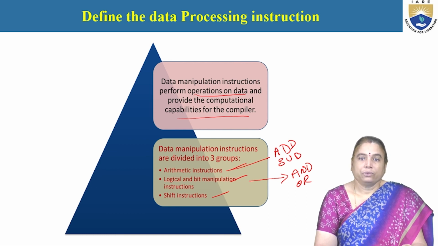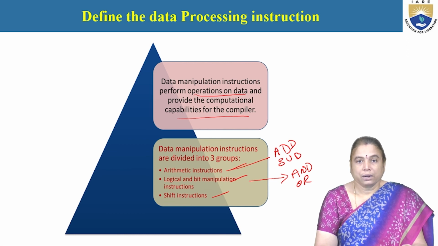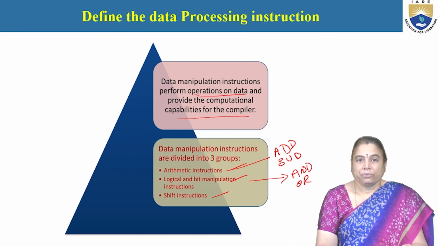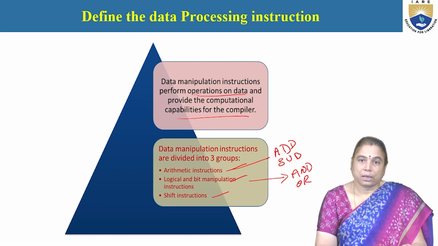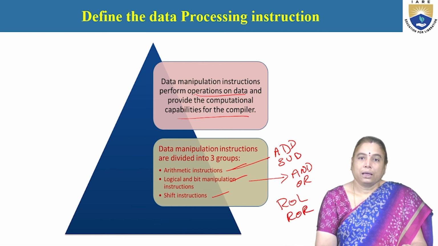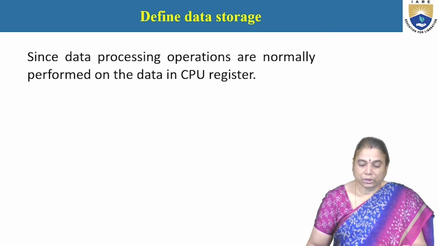The third variety of instruction is the shift instruction. Serial communication, serial transmission, can be possible with the shift operation. Two types of shifts are generally used by direction: left shift and right shift. Three varieties of shifts are available: logical shift, arithmetic shift, circular shift. The general shift operations are ROL, ROR, SHL, SHR. So these are the basic varieties of data processing instructions.